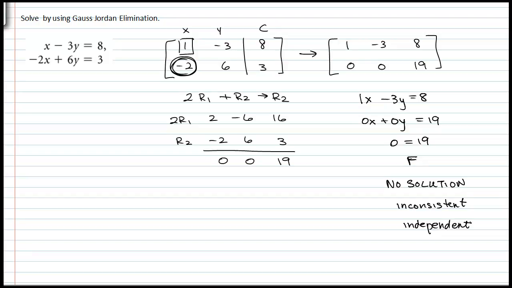So if you get a bottom row where all but the last number is 0, then that is no solution. If the whole row is 0, it is dependent. If all but the last column is 0, that means it is no solution.